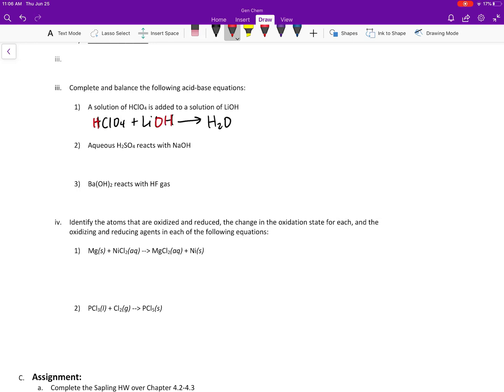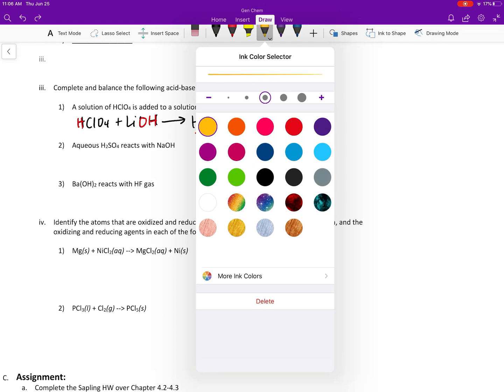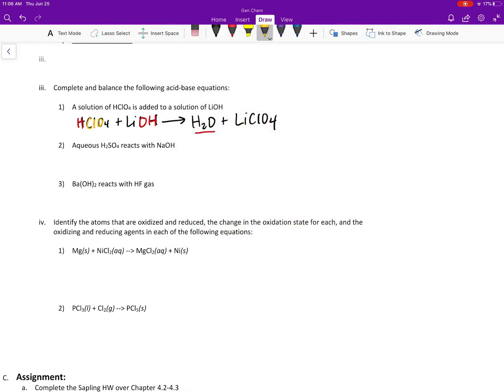The water is going to come from the H plus and the OH, which is going to leave me with my salt, which in this case is going to be lithium and our perchlorate. So we have, pick a brighter color. There we go. Okay, coming together. So let's do the next one.